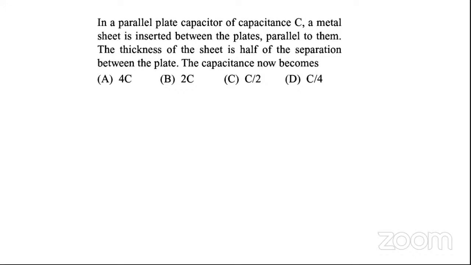In a parallel plate capacitor of capacitance C, a metal sheet is inserted between the plates. Remember, it's a metal sheet. Between the plates, parallel to them. The thickness of the sheet is half of the separation between the plates. The capacitance now becomes? Alright, I'm giving you 2 minutes.